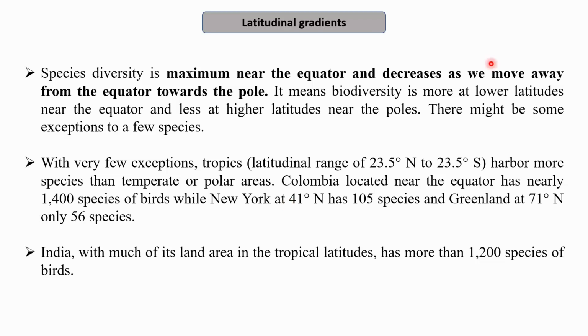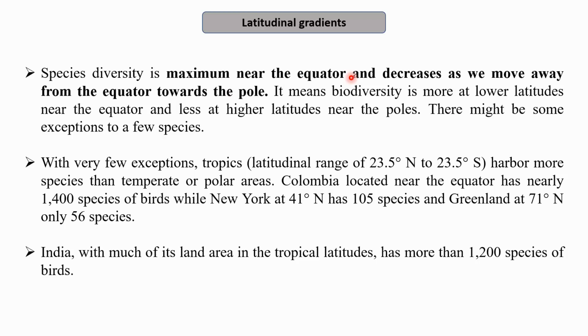So, species diversity is maximum near the equator. We know that the equator is the center line, and then we have tropical regions, then temperate regions, and in the last we have polar areas.